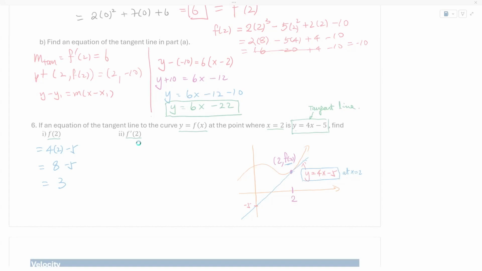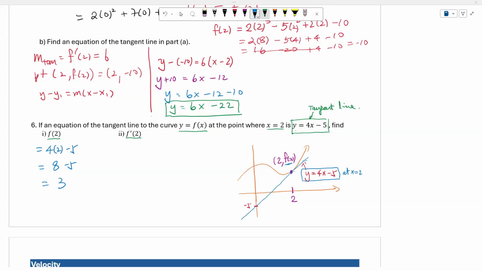F prime of 2 means the slope of the tangent line at x equal to 2. And in this case, the tangent line is y equal to 4x minus 5, and the slope of this line right here is 4. So now we know that f prime of 2 basically is equal to 4 then, right?